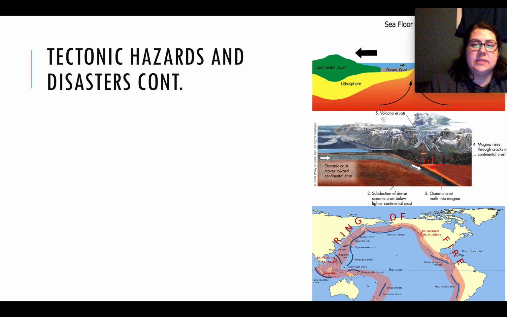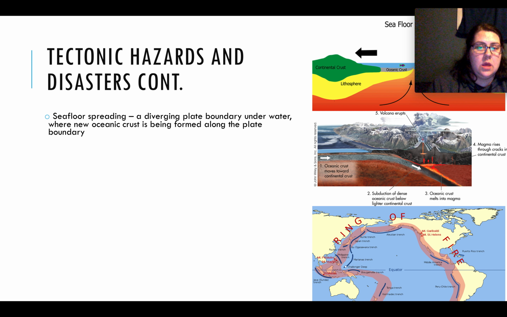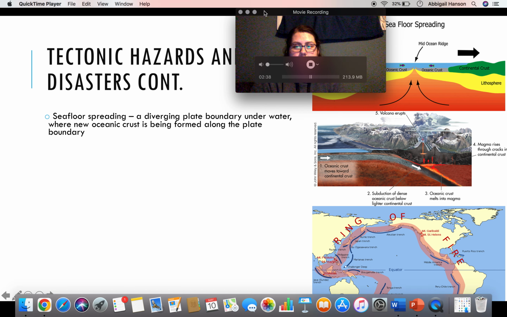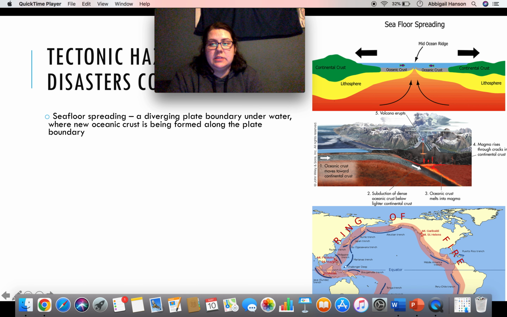Tectonic hazards and disasters. Seafloor spreading: a diverging plate boundary underwater where new oceanic crust is being formed along the plate boundary. So if I move myself real quick, you can see this is a diagram of seafloor spreading.